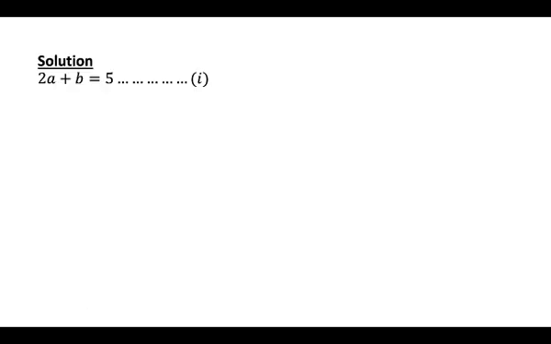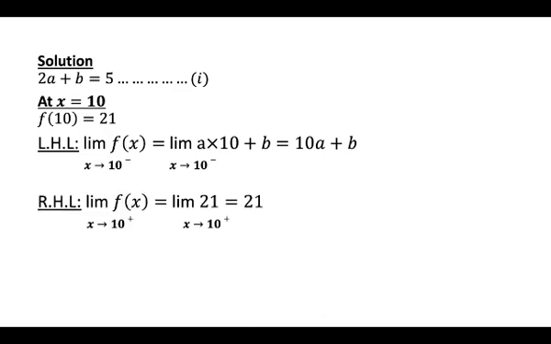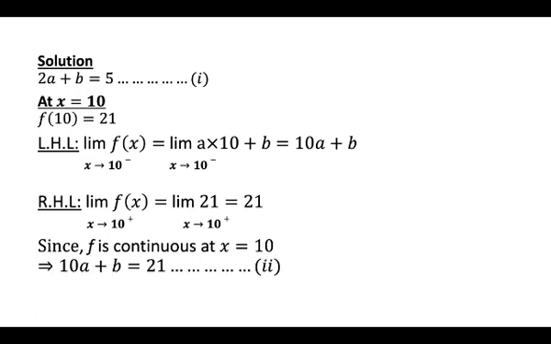Now at x equal to 10, f(10) equals 21. Left hand limit, x tends to 10 negative of f(x), equals limit x tends to 10 negative of (ax plus b), which equals 10a plus b. Right hand limit, x tends to 10 positive of f(x), equals limit x tends to 10 positive of 21, which equals 21. As f is continuous, the left hand limit equals the right hand limit equals f(10), and we get 10a plus b equal to 21.